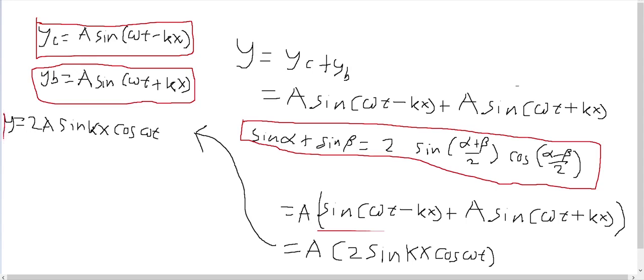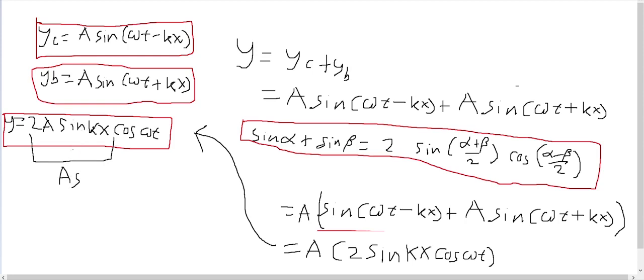I'm just going to leave a mark here. Maybe I'll write the text better. If we have this formula, this is called the resultant amplitude, or AS, which is 2A times sin kx. These are the common formulas for the bound end stationary wave.